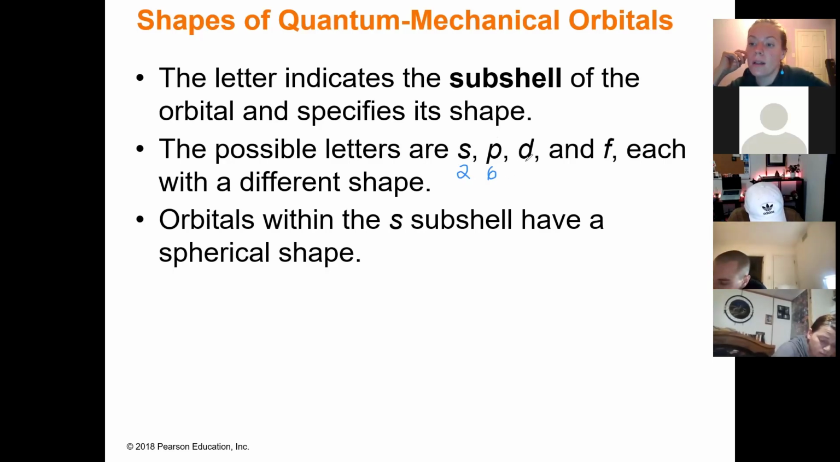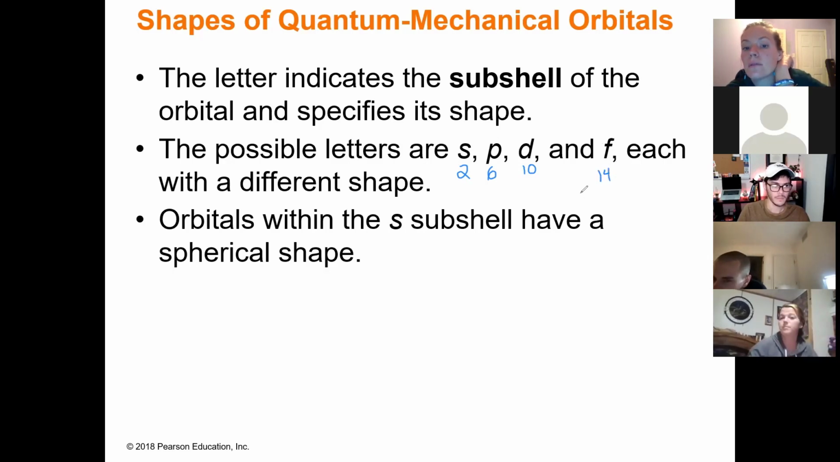The d orbital has very weird shapes. I don't expect you to know those, but you do need to know that the d orbital holds a maximum of 10 electrons. And then the f, we're not even going to go into what those shapes are, but it is important to know that the f can hold 14 electrons. Okay, so s holds a max of 2, p holds a max of 6, d holds a maximum of 10, f holds a maximum of 14. Any of these subshells can hold less than their maximum if you don't have enough electrons to fill it up. So you can have a half-filled p. You could have 5 in the p or 3 in the p or 1 in the p.